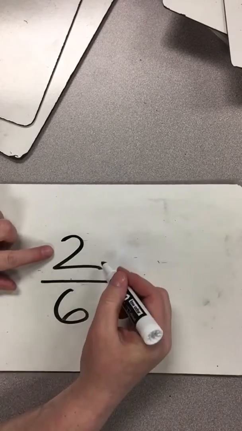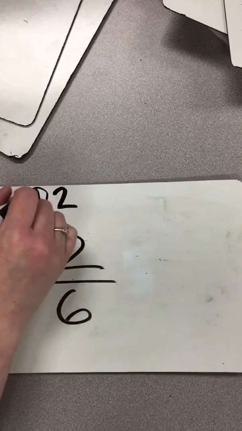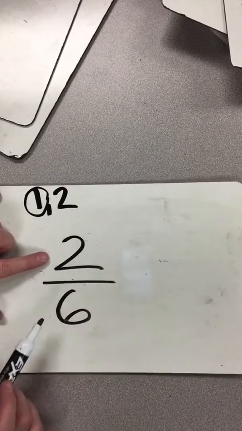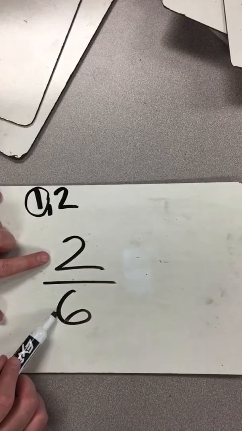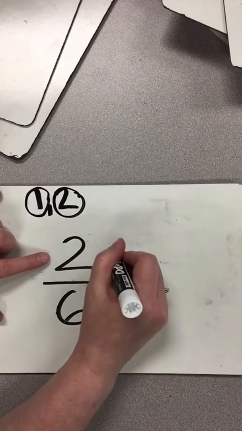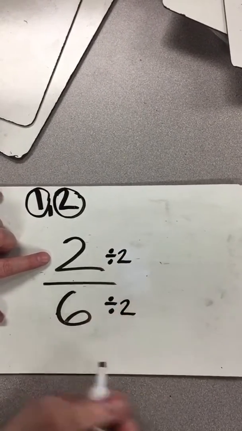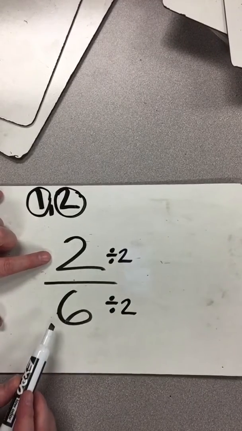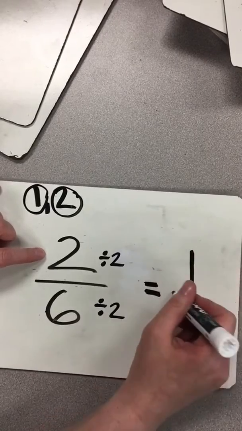We know the factors of 2 are 1 and 2. And 1, we know, goes into everything. The question you're going to start asking yourself is, with these numerators, does 2 go into 6? Yes, it does. It's an even number. So our GCF of 2 and 6 is 2. So I'm going to divide my numerator by 2 and my denominator by 2. 2 divided by 2 is 1. And 6 divided by 2 is 3.